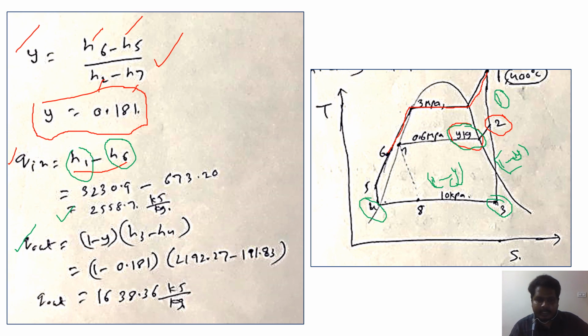So we can write the heat rejection at the condenser as H3 minus H4, because the process is 3 to 4 and during this process the mass is 1 minus y. So into 1 minus y. The 1 minus y value we just calculated. We know the values of H3 and H4. Once we substitute, we can get the value of the heat rejection in the condenser during the process 3 to 4, that is 1638.36 kilojoule per kg.